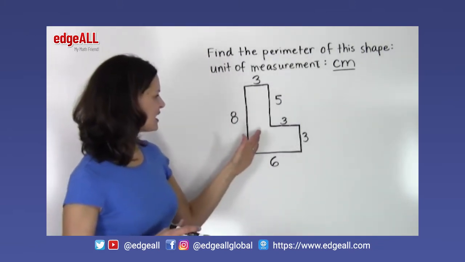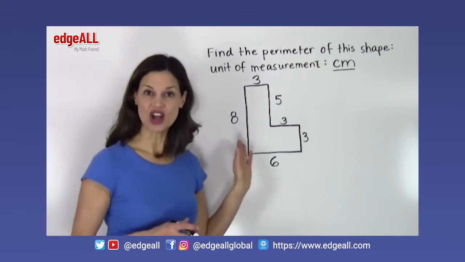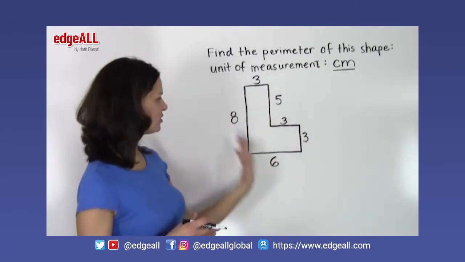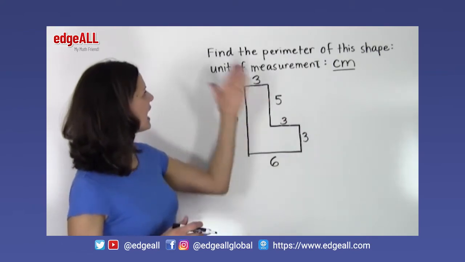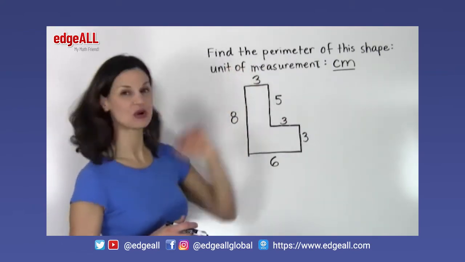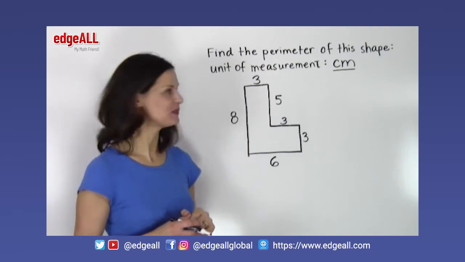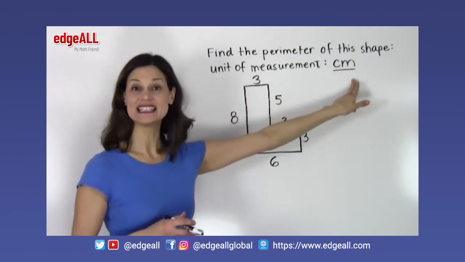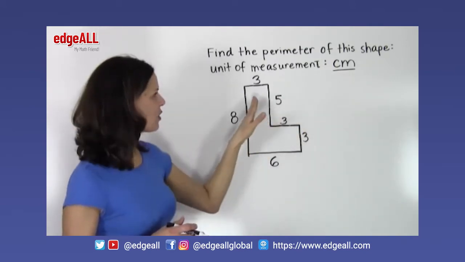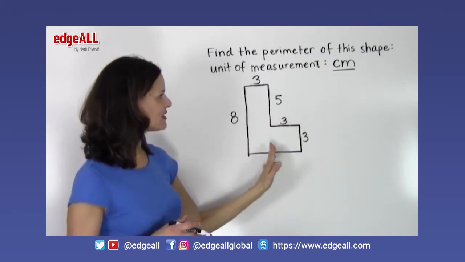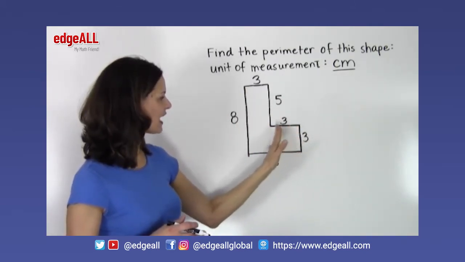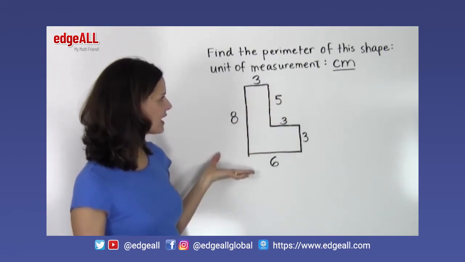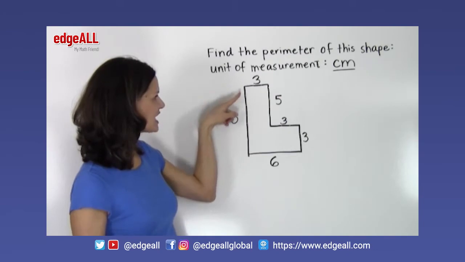We have a shape here that's irregular. Not all the sides are equal in length, so we have an irregular, complex shape, and we are asked to find the perimeter of the shape. They've given us the unit of measure here in centimeters. So the perimeter is going to be the sum of all the lengths of the sides of our shape. And in this drawing, we are given the measurements for each side.